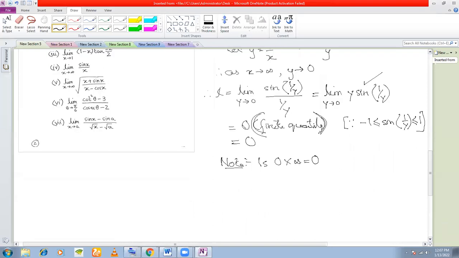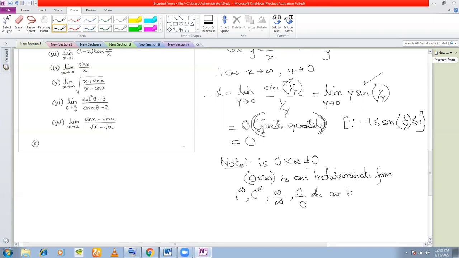In fact, 0 into infinity is not equal to 0. 0 into infinity is an indeterminate form. Amongst other forms, 1 to the power of infinity, 0 to the power of infinity, infinity by infinity, 0 by 0, all these are indeterminate forms. So when you're multiplying 0 by an infinite quantity, we don't get 0. It's an indeterminate quantity. We don't know its value.